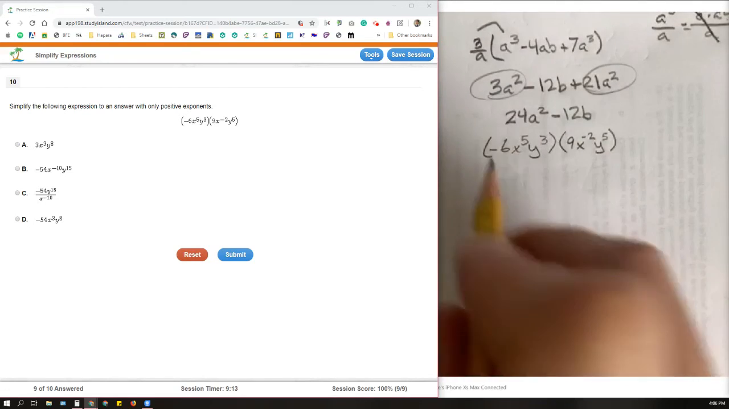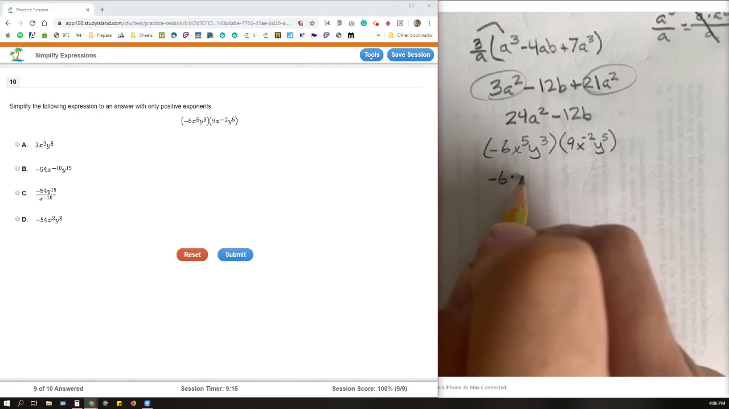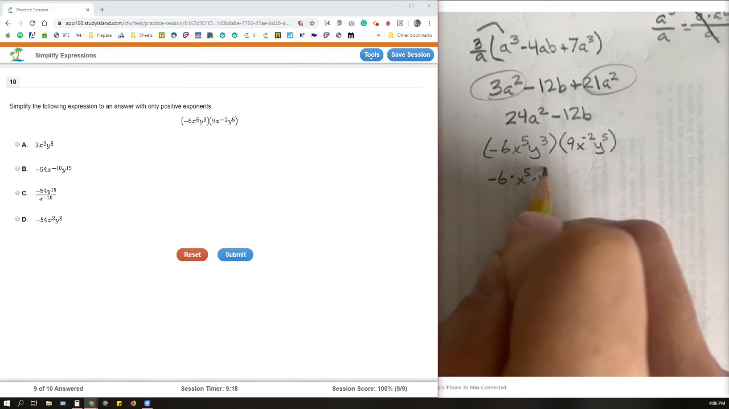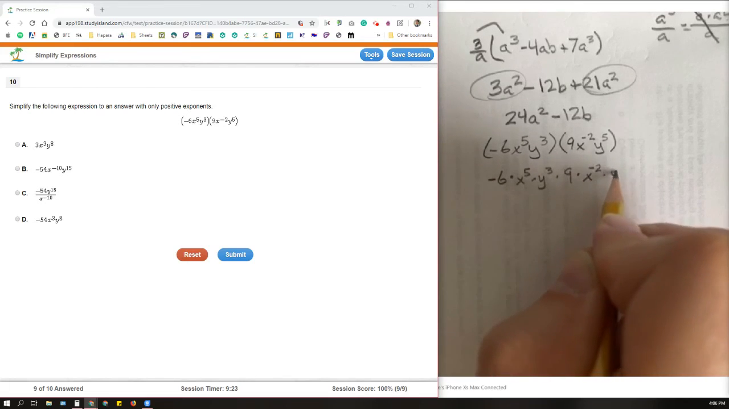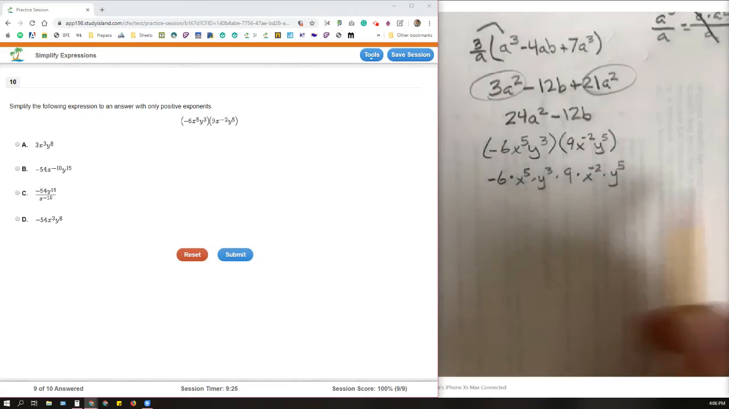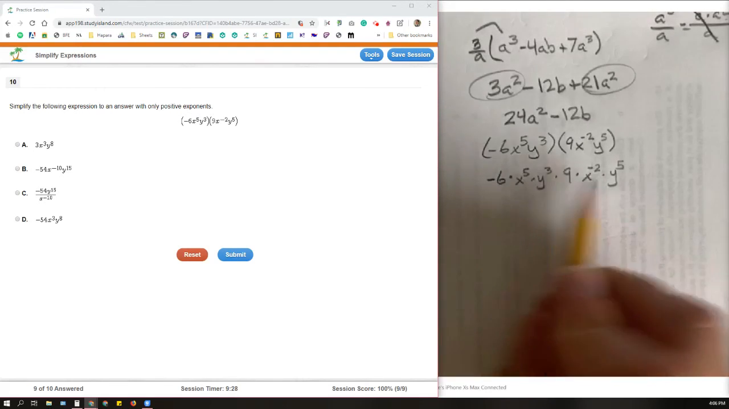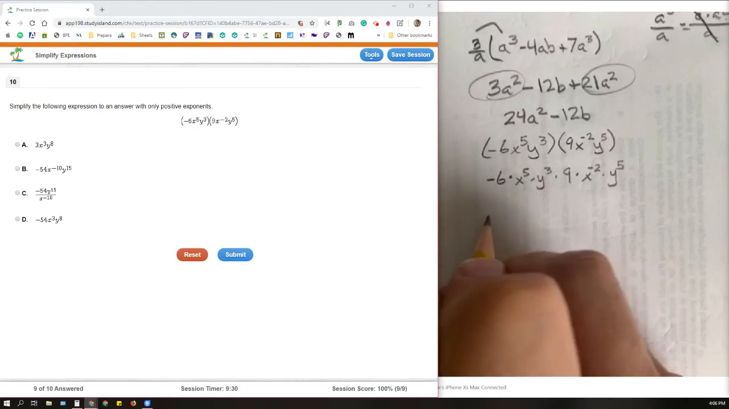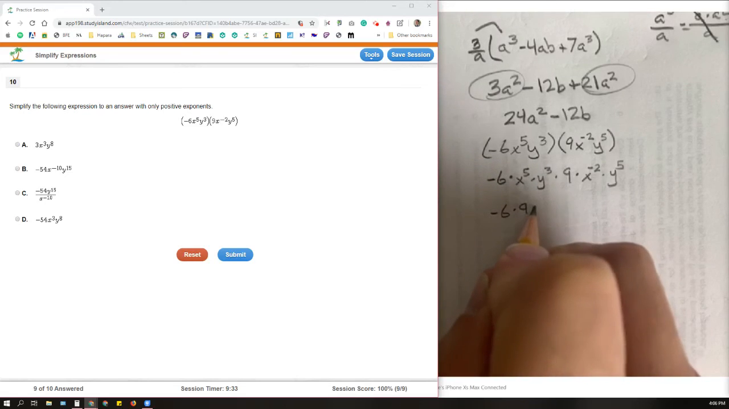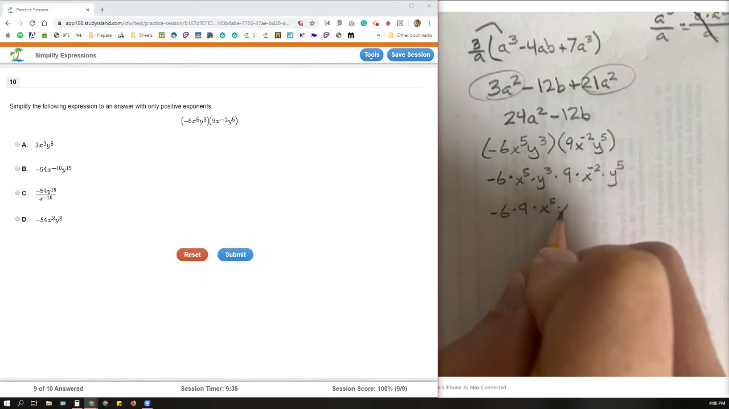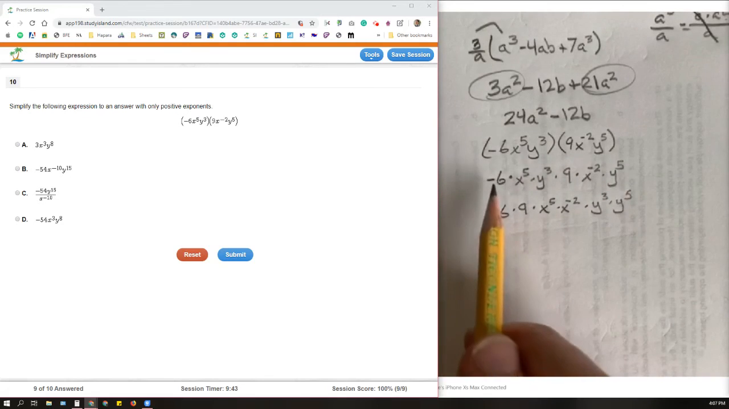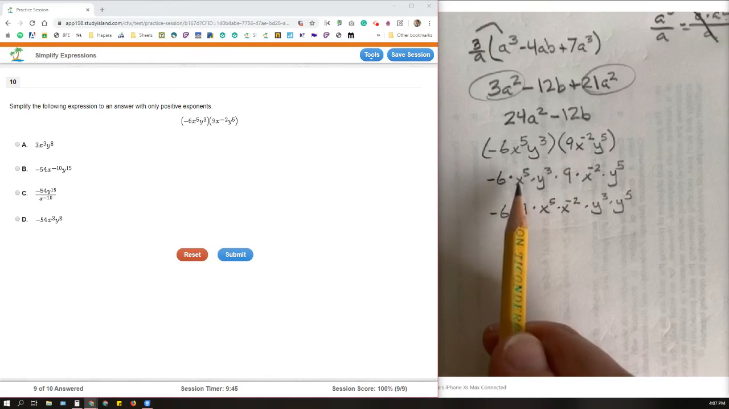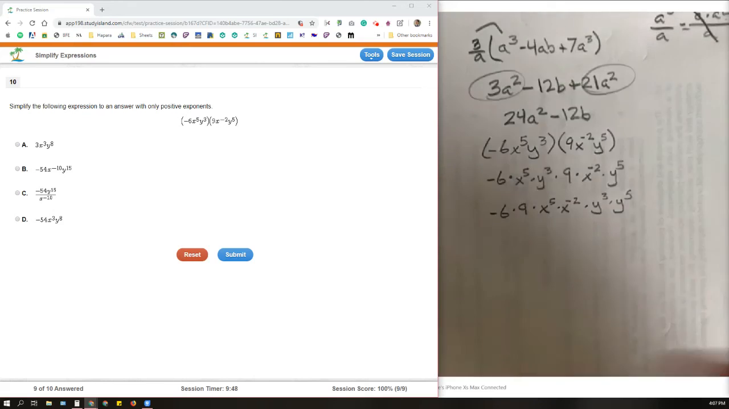So what is all that? Well, this is just negative 6 times x to the 5th times y cubed times 9 times x to the negative 2nd power times y to the 5th. It's just these 6 things all being multiplied together. So just multiply together the stuff that makes sense first. Let's just do negative 6 times 9, and then we'll do times x to the 5th times x to the negative 2nd power, and then we'll do times y to the 3rd times y to the 5th. Just multiply the coefficients, multiply the bases of x, multiply the bases of y, put them back together, and you're done.